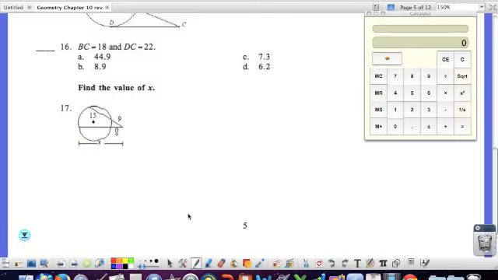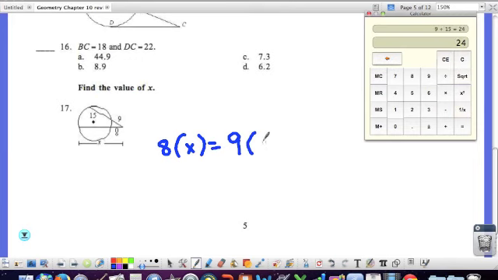For 17, I had to make this a little bit larger, and I can see that now I have two secants with an external length and an internal length. So on the first one here, that's an 8. So the external segment is 8. The whole segment here is X. That's going to equal 9 times the entire length. And 9 plus 15 is 24.